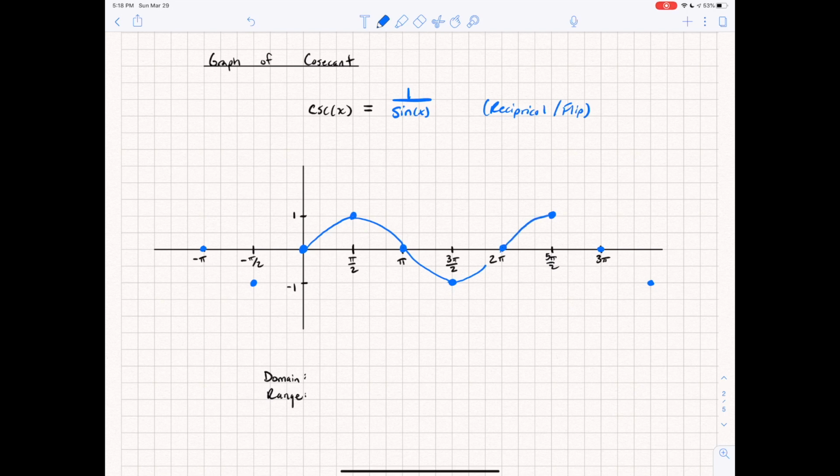I rotate my iPad when I do this. Helps me get the curvature just right. Okay, there's one side, and there's the other. All right, and so this is the graph of sine, and we know this continues on and on and on.